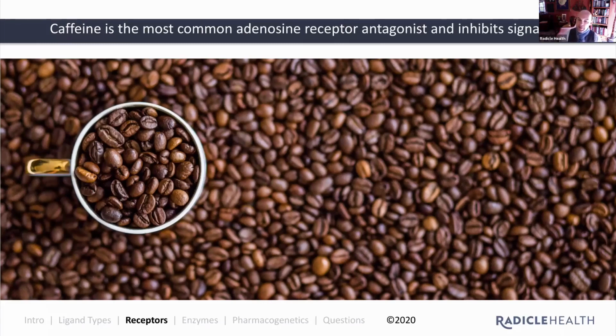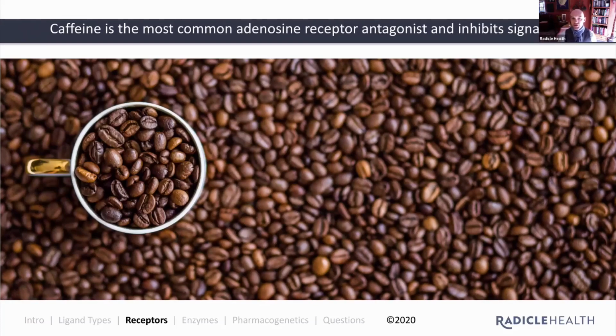Caffeine inhibits adenosine signaling, and this in turn produces stimulating effects. THC and CBD do not actually bind to adenosine receptors, but they do influence adenosine receptor signaling, and they do that by inhibiting adenosine uptake.